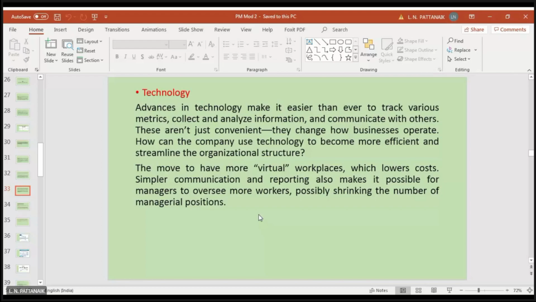So technology is also playing as a factor to decide the kind of organizational structure that you can make, compared to the time when there was no such technology, right? That is a factor here. All right, so these are some factors which affect the organizational structure you should follow.